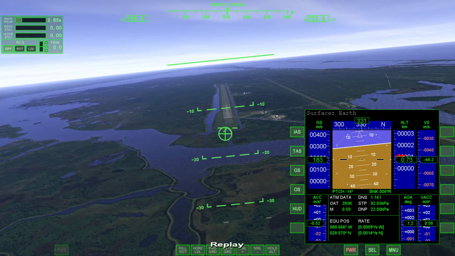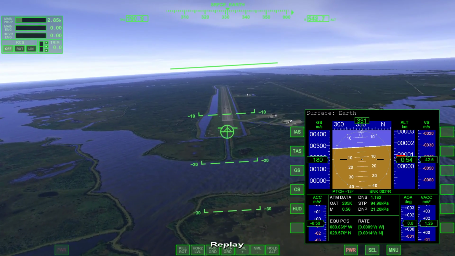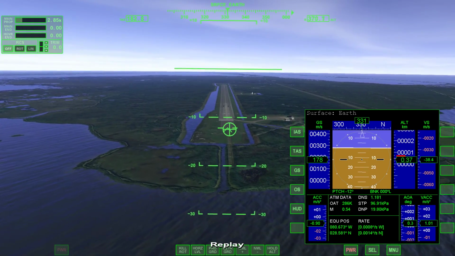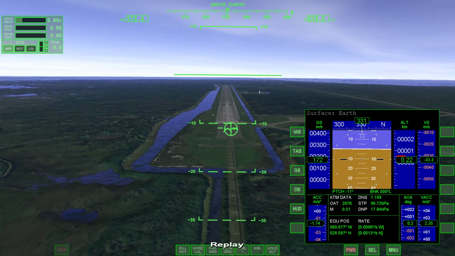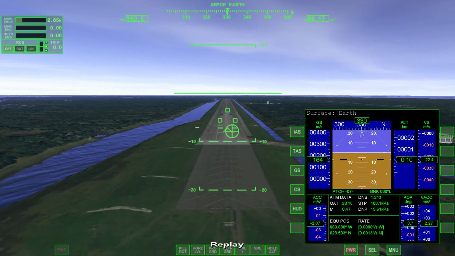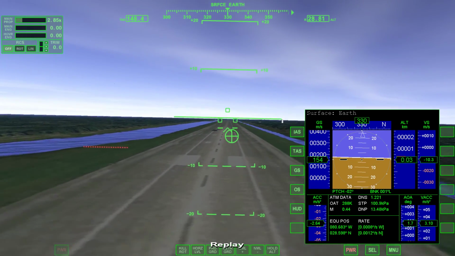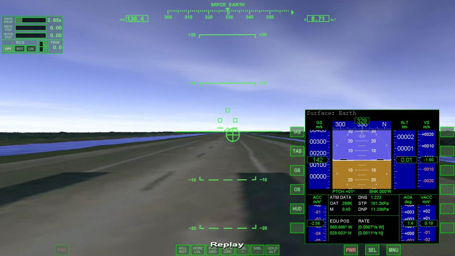Alright, we just passed 1,000 feet a moment ago. Waiting for 500. 500. There's 500. Gear's coming down. Press G on the keyboard. 300. Pre-flare coming up. 200. 100. Alright, here we go. 50. 40. 30. 20. 10.